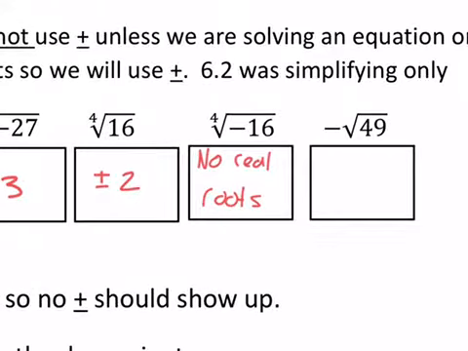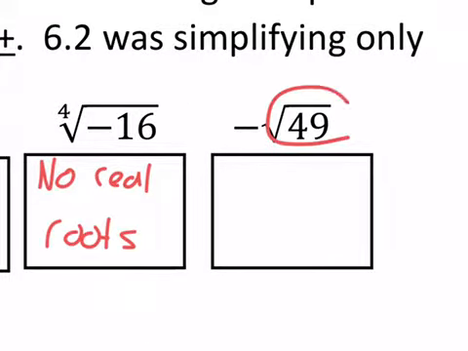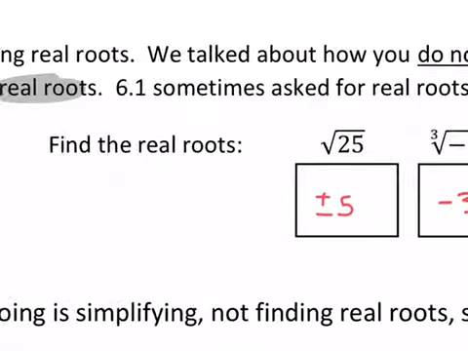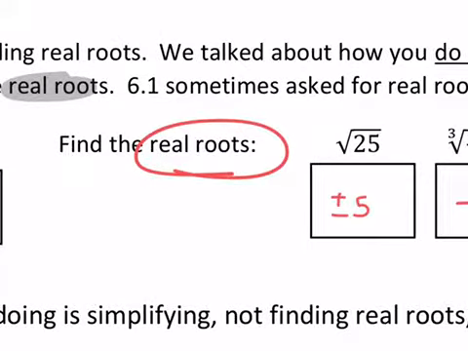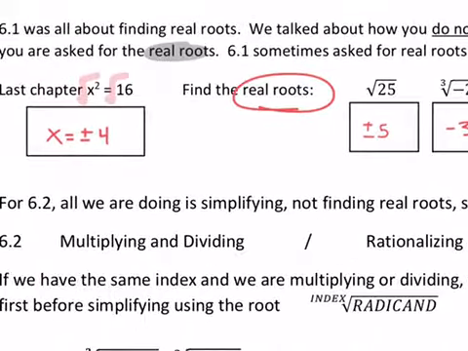Now, the fourth root of a negative 16 has no real roots because we cannot find real roots for a negative number to an even index. This one, however, is the square root of 49, which would be plus or minus, and then there's a negative out front. So basically, if there's a negative out front, we can still take the square root of that number because it's positive. And it still would end up being plus or minus. I guess you could put minus plus, but it'd still just be plus or minus 7. And that's if they're asking for the real roots. If they just say simplify, like 6.2 does, you won't see plus or minus show up.